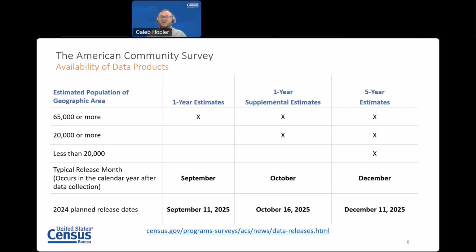The ACS 5-year estimates, which combine data collected over 60 months, are available for geographies of all sizes, down to those granular census tracts and block group levels. Now, the full detailed data release schedule for each year is available on the link you see in the bottom of this slide.